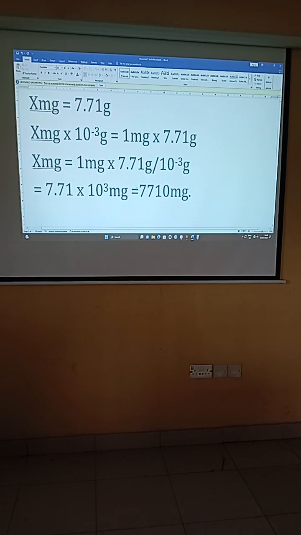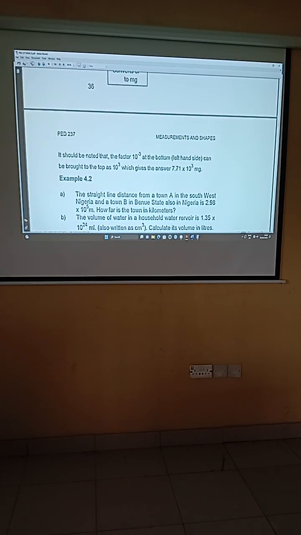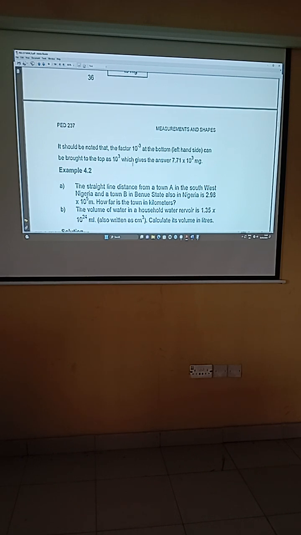That is exactly what the model did, but with certain steps they always skip. In continuation, you will see that we give the answer 7.71 by 10 to the power 3 milligrams. So that is what I showed you, how they arrived at what they got here. For the sake of exam, when you have something of that nature, you should know how to solve it step by step. The model may not give us step-by-step solutions. That's the essence of the class.